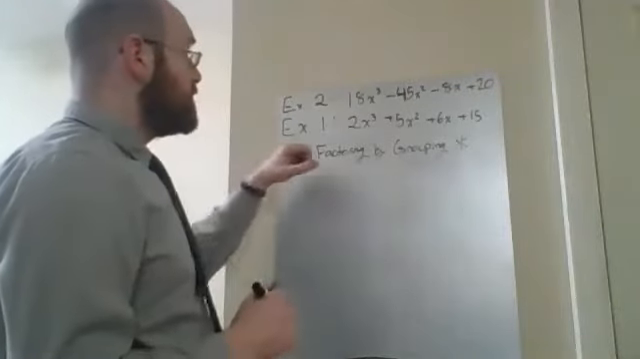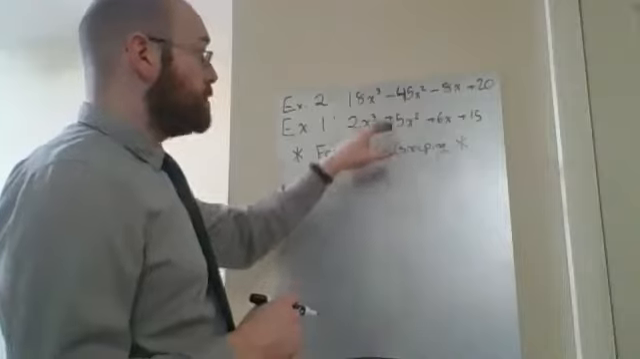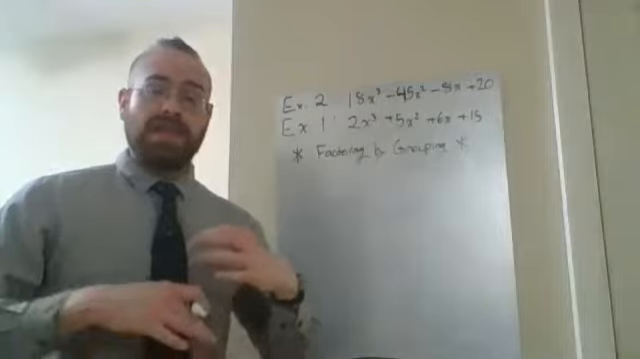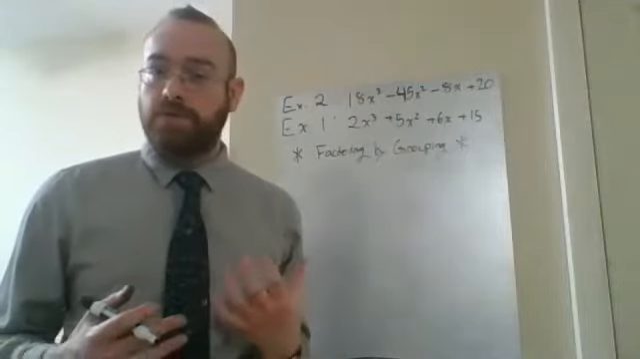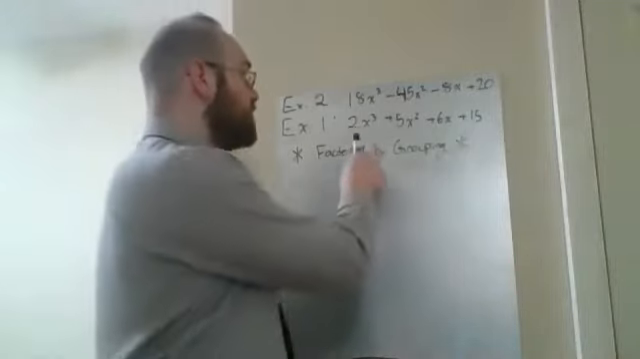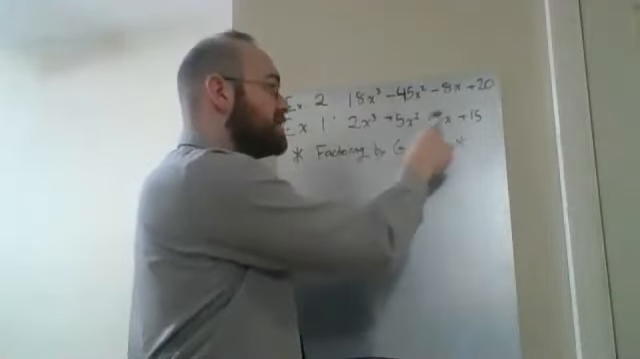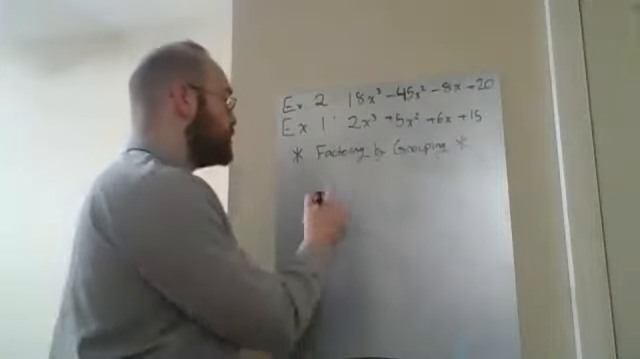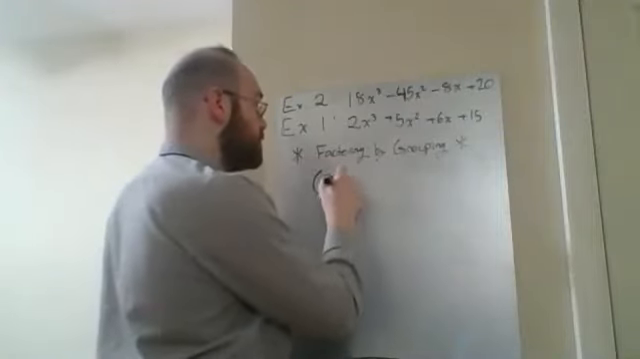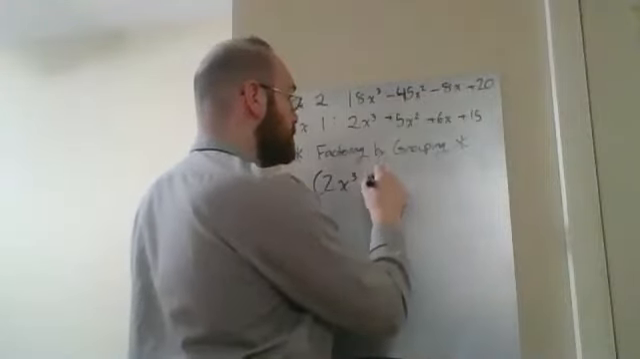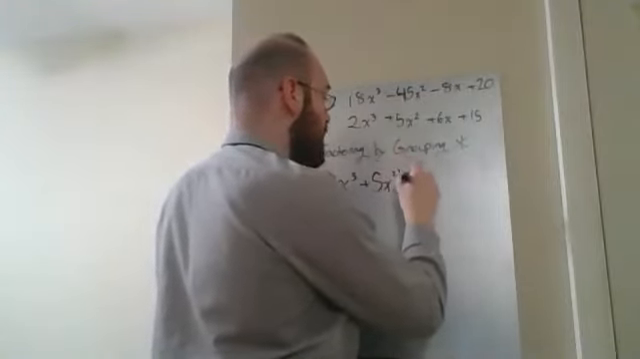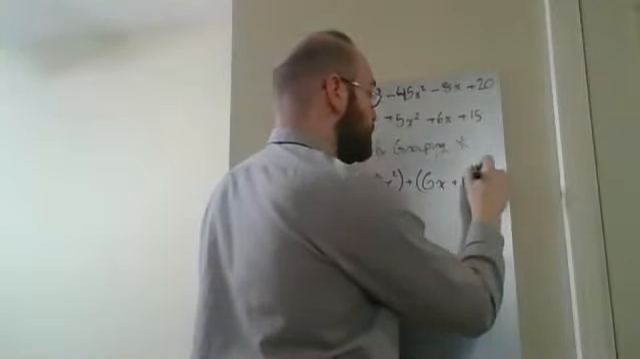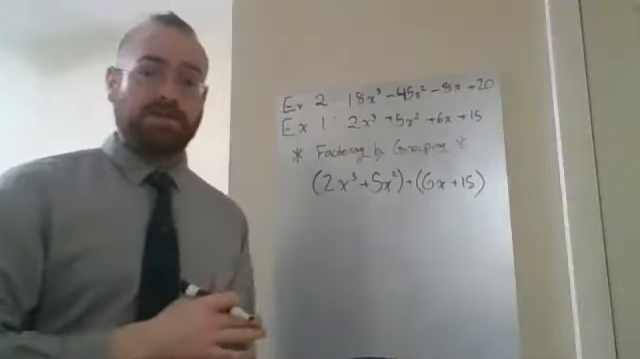The first example is 2x cubed plus 5x squared plus 6x plus 15. So like the name inspires, we want to group these. Notice that the powers are in descending order. This is what we would call standard or general form of a polynomial. So I'm going to make two groups. I'm going to put the first two terms in one group, and then I'm going to put the second two terms in the other group, and I'm going to add both of these.